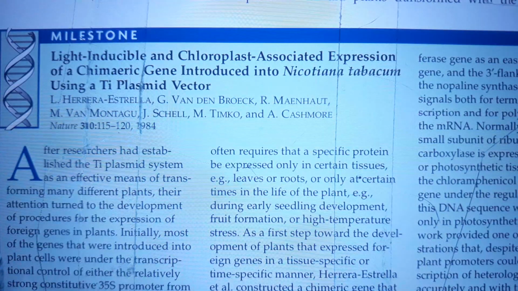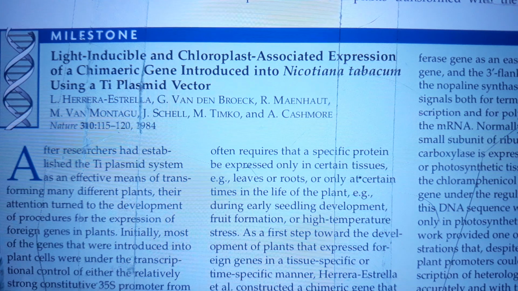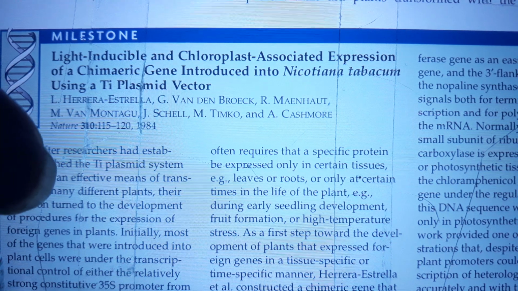And now we're on to a milestone note: light-inducible chloroplast-associated expression of a chimeric gene introduced into Nicotiana tabacum using a Ti plasmid vector. Courtesy of Herrera-Estrella, Van den Broeck, Maenhaut, Van Montagu, Schell, Timko, and Cashmore. Courtesy and thanks to them for this milestone note.